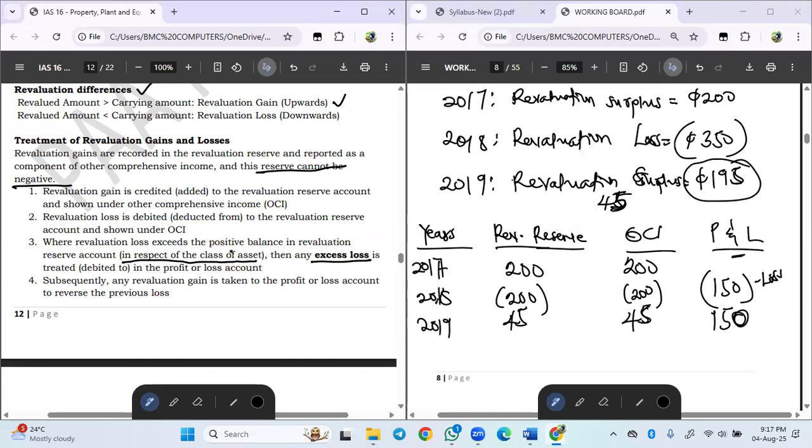Assets. So please, based on the scenario I did, who doesn't understand? Hello?